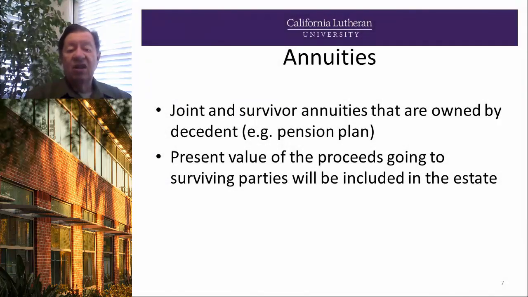Annuities, joint and survivor annuities that are owned by the decedent, for example, pension plans. This could be with a spouse, and it usually is a pension plan for purposes of exams. Say John worked for a company and had a pension plan, and the pension plan consisted of a joint and survivor annuity. He died.